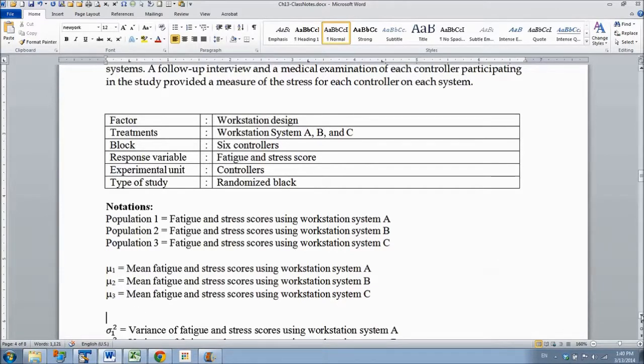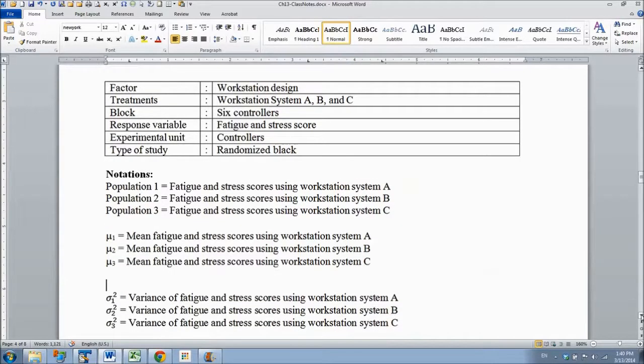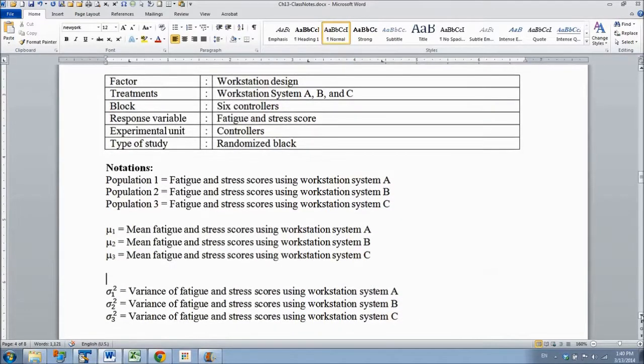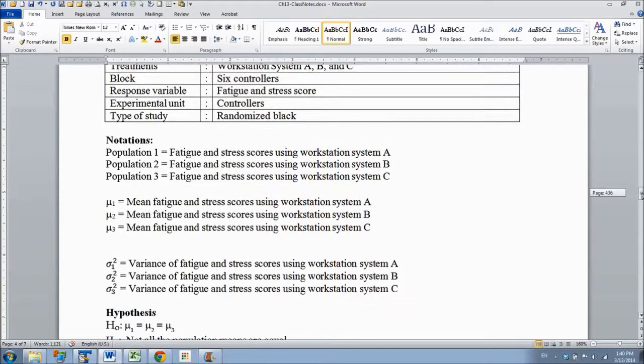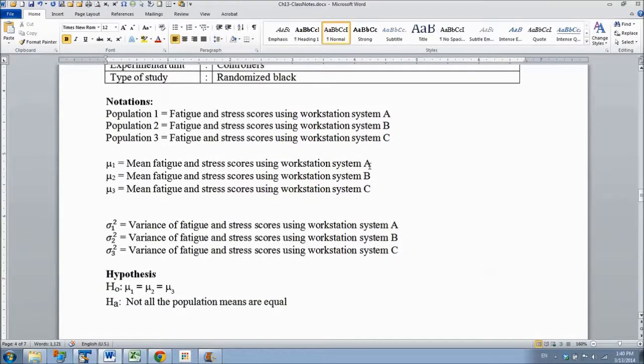We have 3 variances, sigma sub 1 squared, sigma sub 2 squared, and sigma sub 3 squared for the test scores for the 3 system designs. Of course, we'll have to assume that these 3 variances are equal. We'll come to that in just a second. The hypothesis that we want to test is whether these 3 means are equal or not.